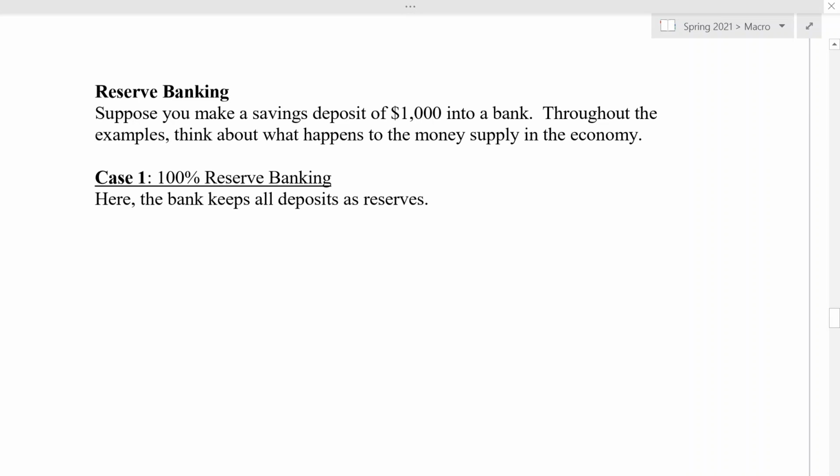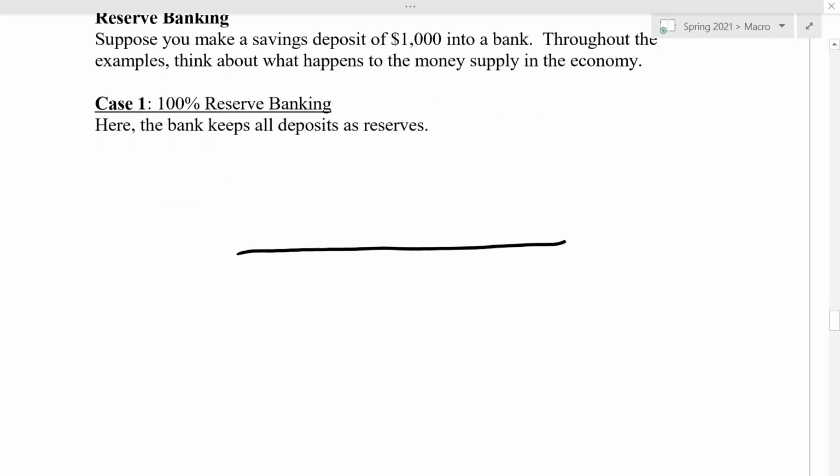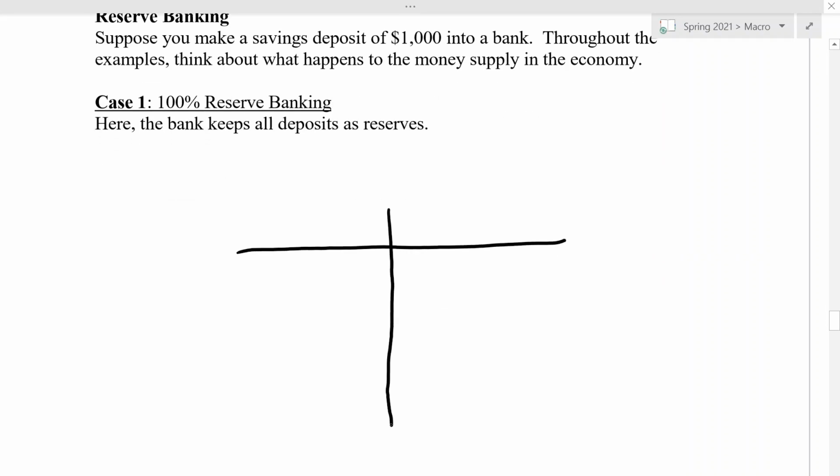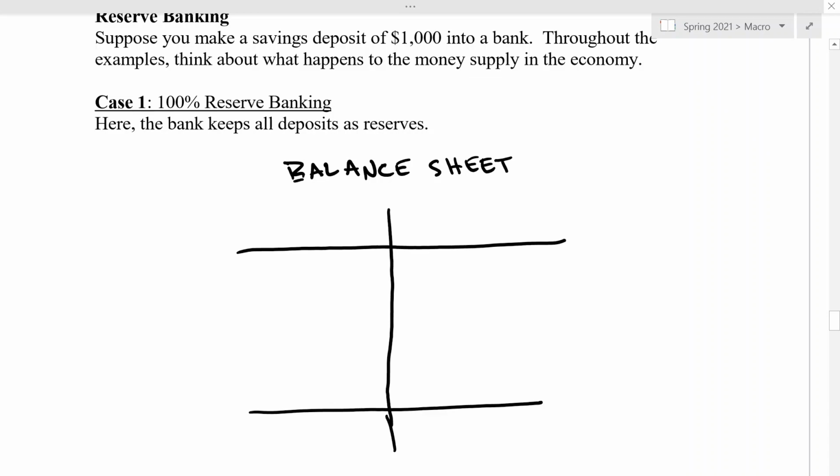So what is this going to look like from an accounting standpoint? A crash course in accounting really quick. The accounting of banks specifically. So this is a balance sheet. And the reason it's called a balance sheet is because it has to balance. And so on one side, we're going to have assets. And on one side, we're going to have liabilities.